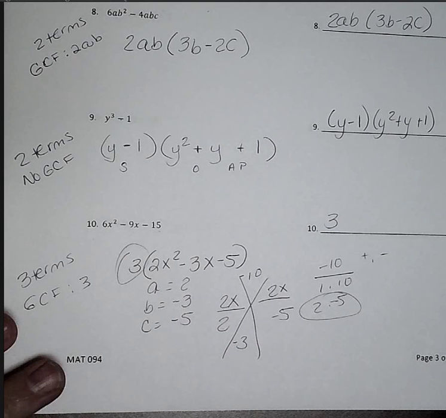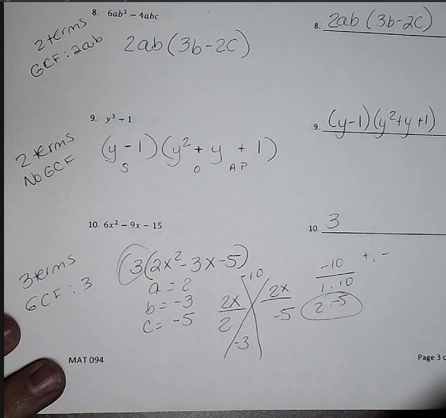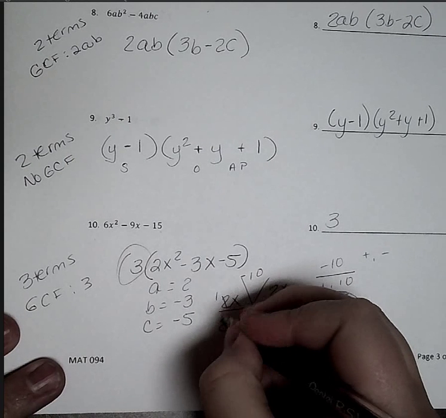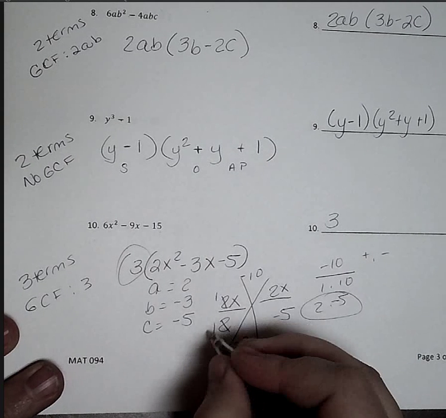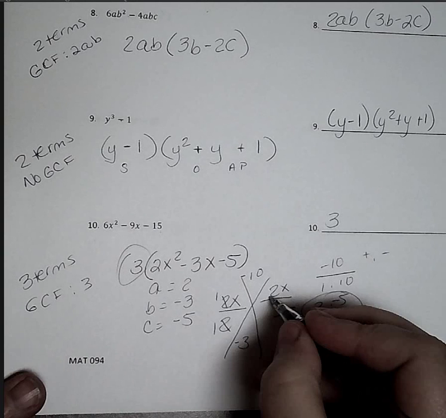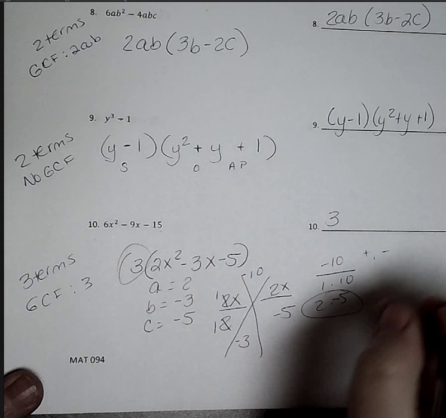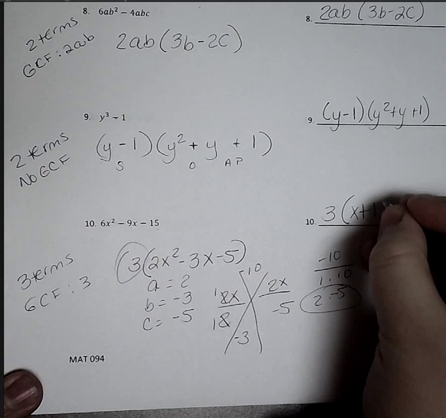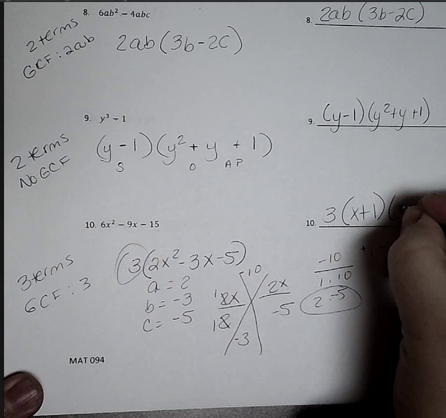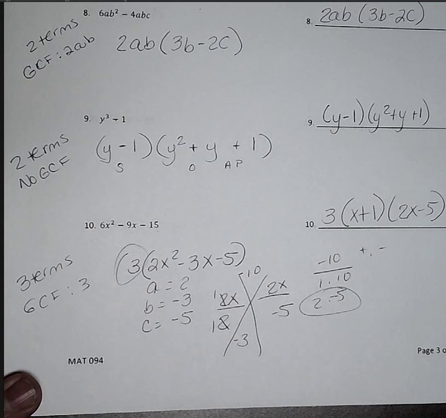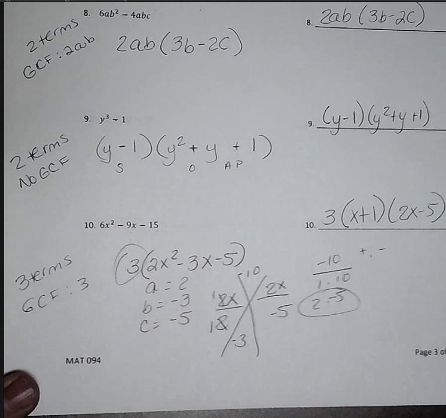But before I can write my answer, I have to simplify when possible. So those 2's simplify to be 1's. And make sure you write those 1's because it'll confuse you if you don't. And then 2 and -5 don't simplify. So that leaves me with x plus 1, 2x minus 5. And don't forget, you've got to have that 3 in there in order to receive credit for this problem.